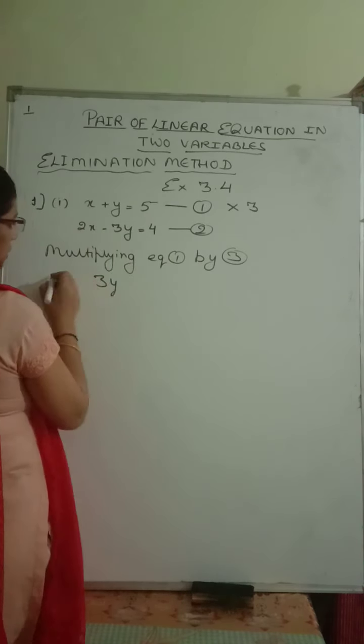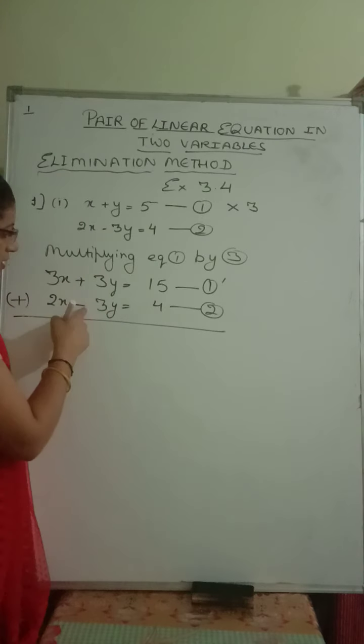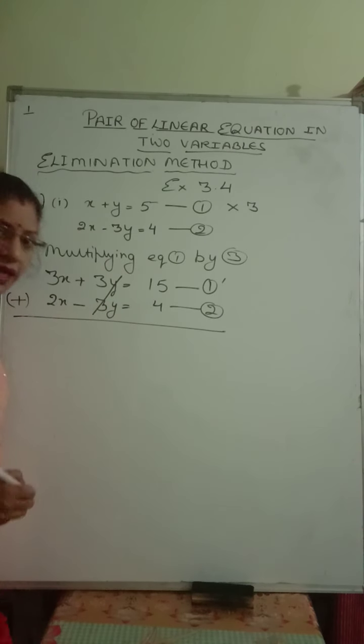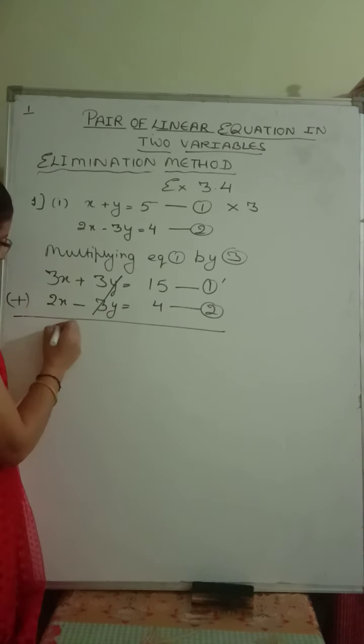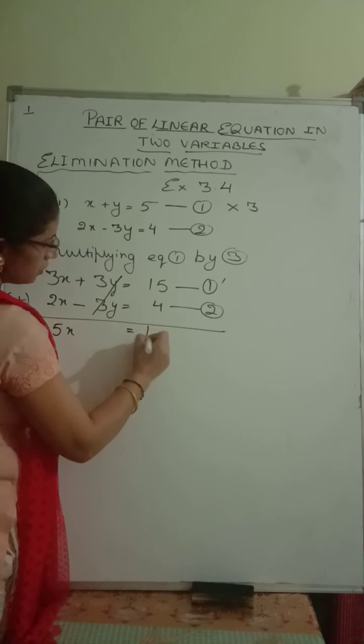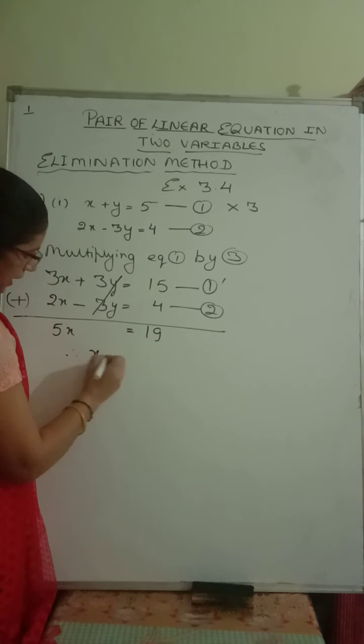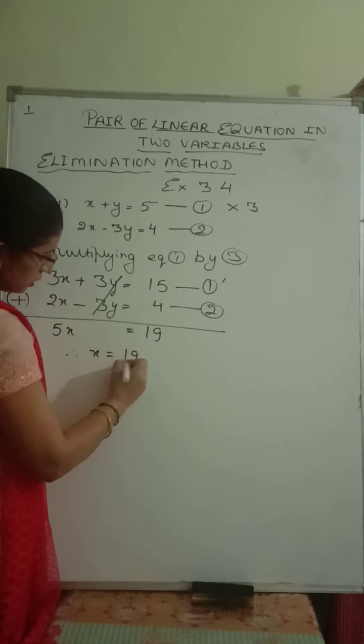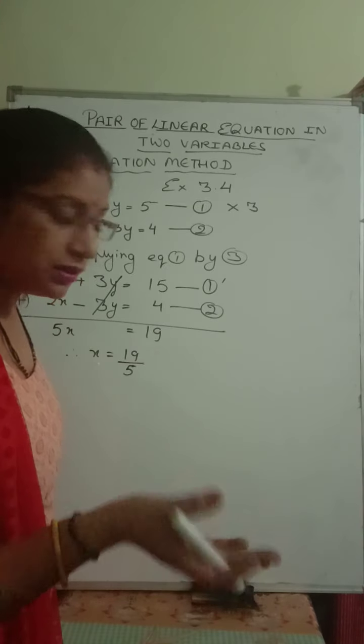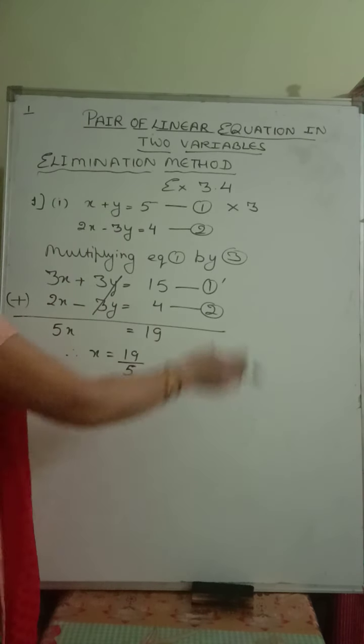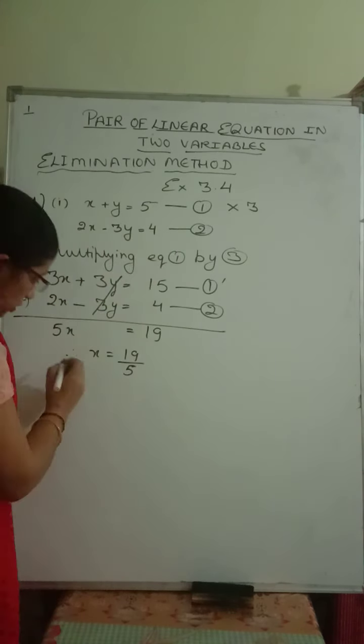Adding both of the equations. Why are we adding? Because the y terms are already cancelling out. Plus 3y and minus 3y cancel out. So 3x plus 2x is 5x equals 19. Therefore x equals 19 upon 5. Then we have to substitute the value of x in one of the equations. Now the elimination method is completed.